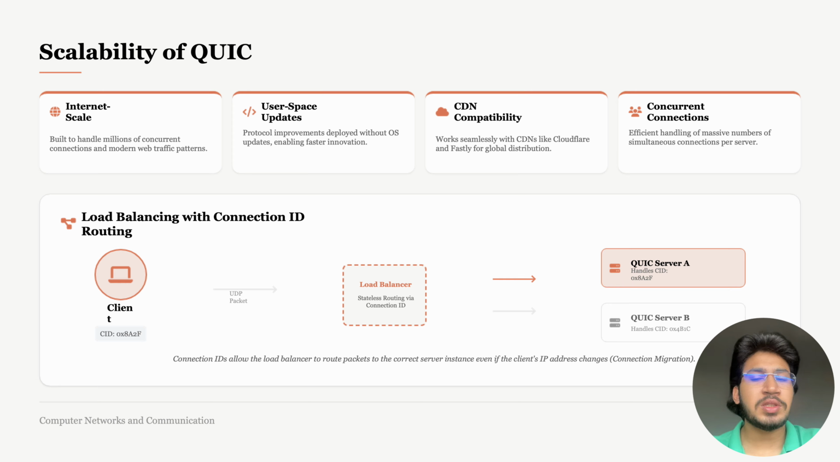QUIC is very scalable, which means it works efficiently when there are many users and many connections at the same time. This is important for large websites, cloud services, and content delivery networks. Connection IDs help with load balancing, and user space implementations help with faster and more reliable updates. So when we think about larger internet systems, QUIC is a very practical choice because it supports growth and performance at the same time. So let's discuss another thing.